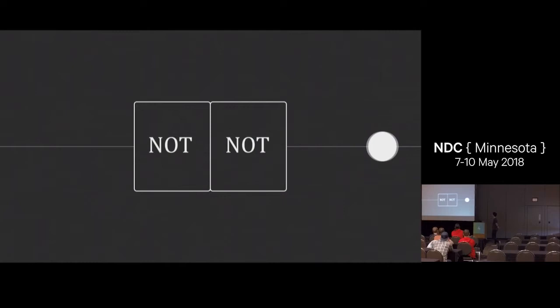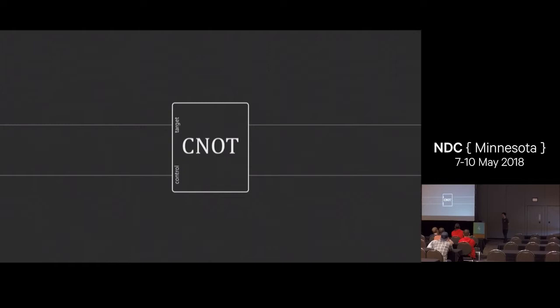Great. We can also have multiple balls going into a single gate. In this case, we have something called a CNOT or a controlled NOT gate, and this behaves exactly the same as a normal NOT gate, except it only performs the NOT operation when the control ball is white. So if we put a white ball and a black ball in, what do we get out?